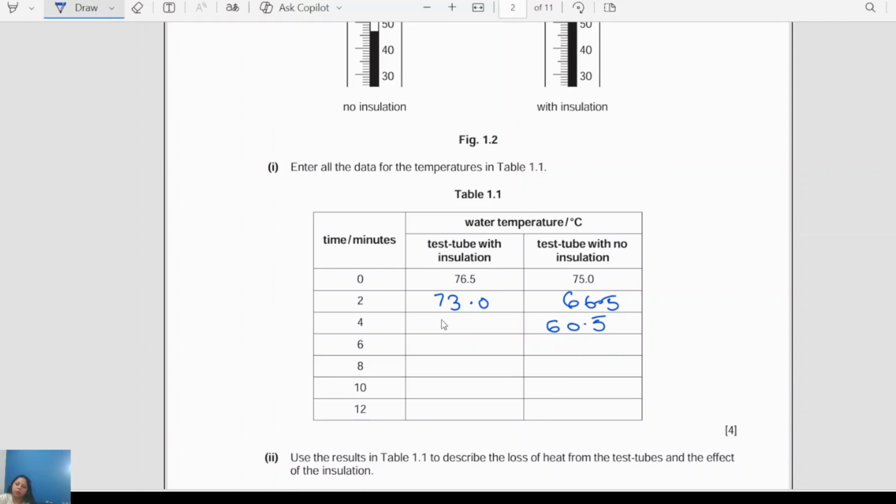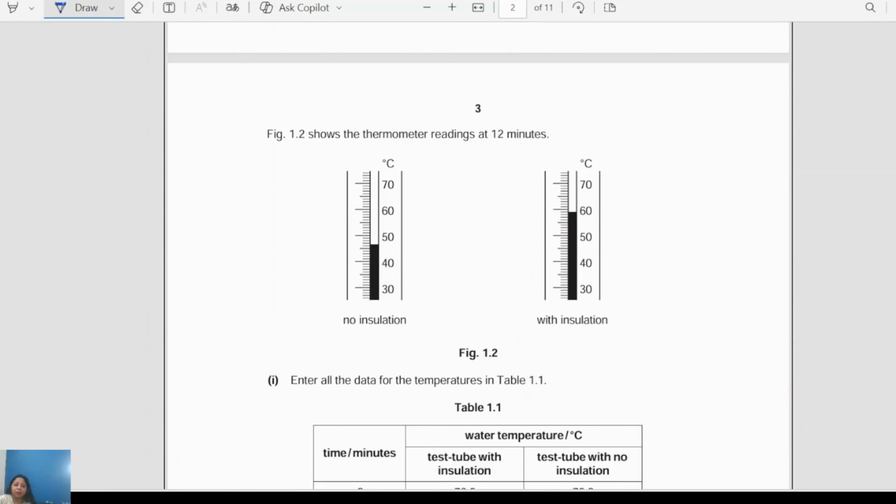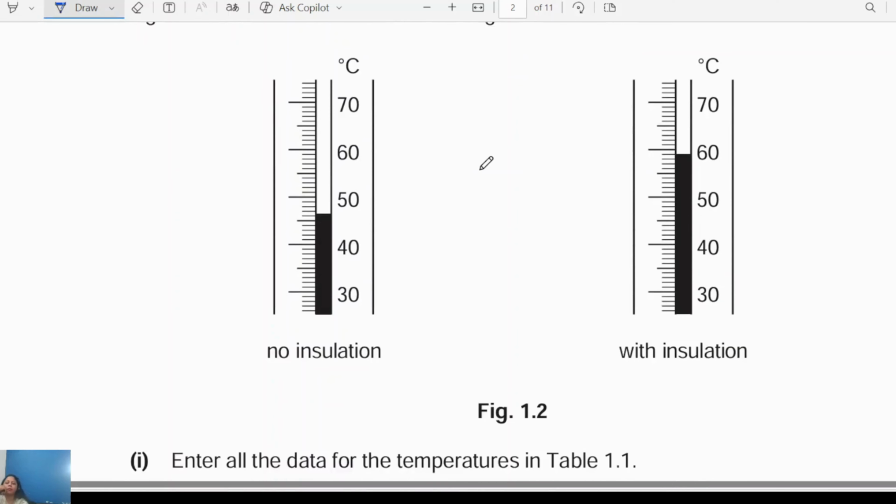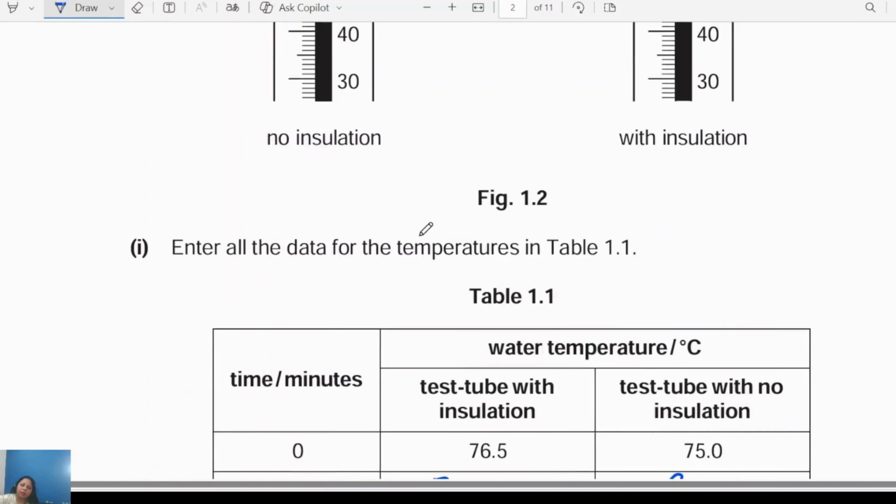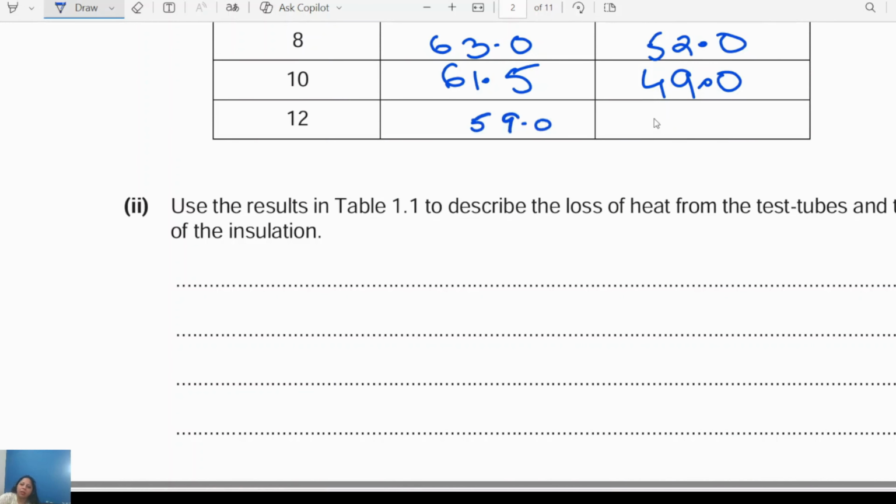Okay. So what is it after 12 minutes? Read the values and then tell me. Let me make it bigger. With insulation is 59 and it's 46.5.